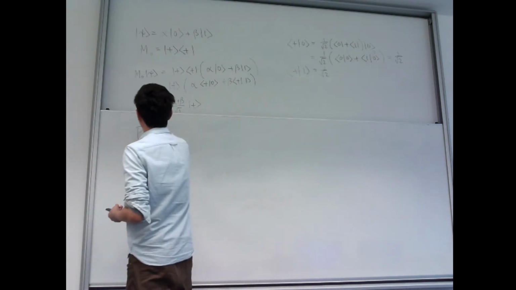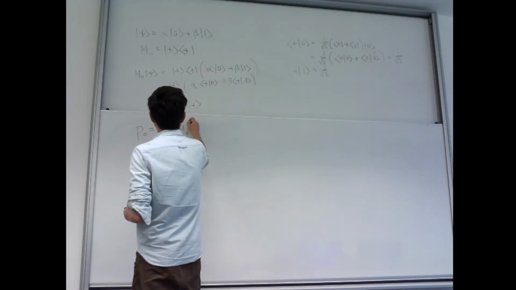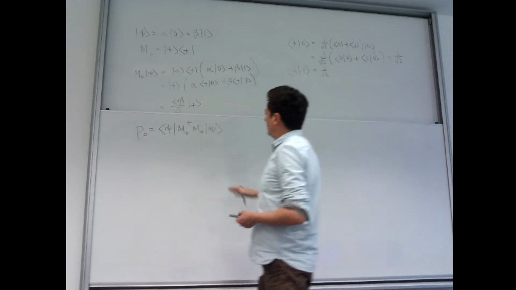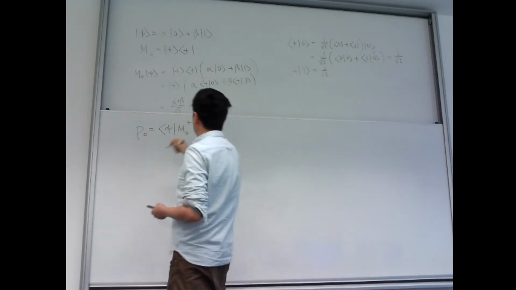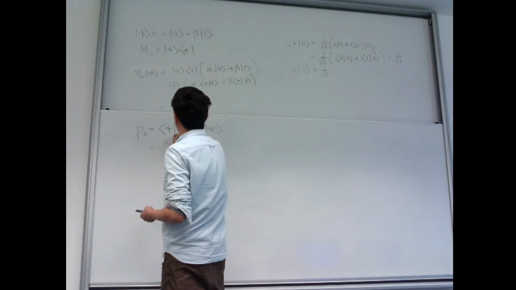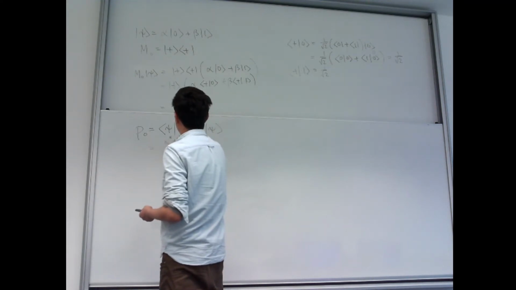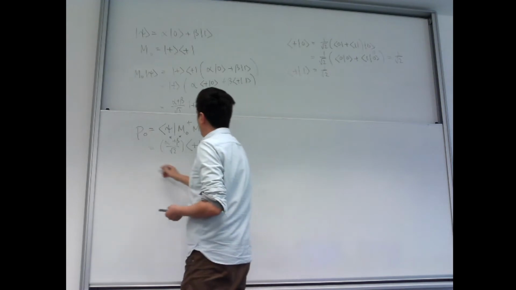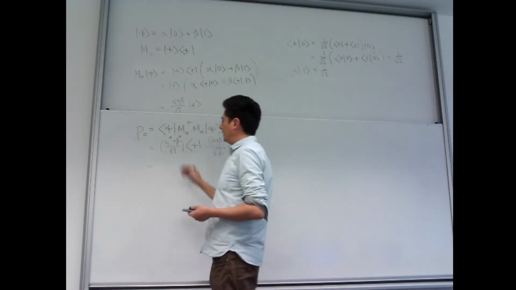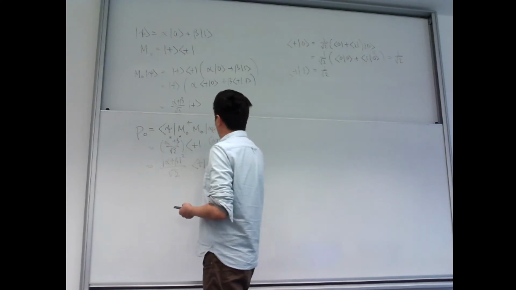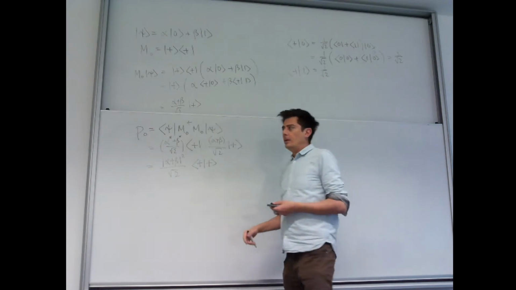So the probability of getting this outcome, as usual, is that. That's the general formula. It's basically just the norm of this thing. So we just have to take the complex conjugate transpose of that, and then just that itself. Then these are just numbers, so they can all go out front. Now you've got plus inner product with itself.